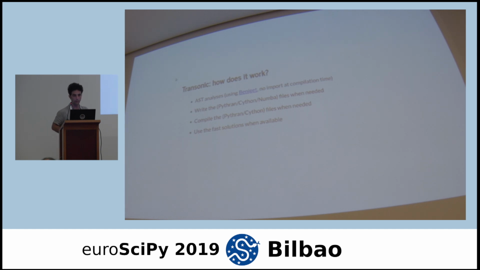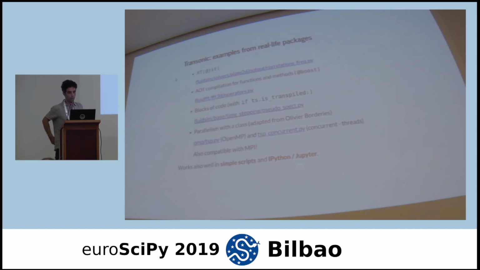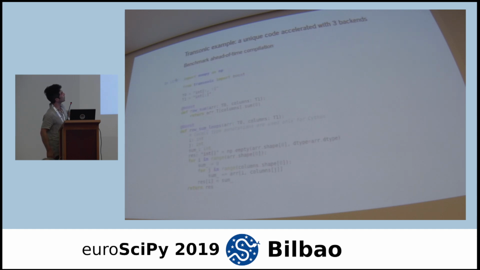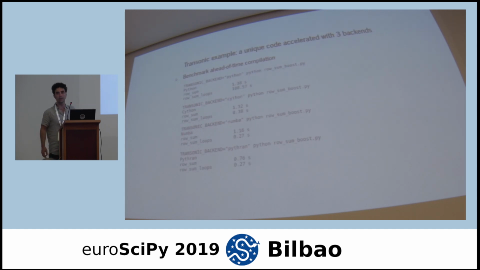I won't tell you about that. Just remember this code, where we have these two functions, the high level implementation and the low level implementation. We can have a small benchmark for this. In Python, the high level NumPy implementation is quite fast, or not too slow. The solution with loops is of course very, very slow. And with Cython used in Transonic, we can get a pretty good solution, but we are not very good at accelerating the high level code.